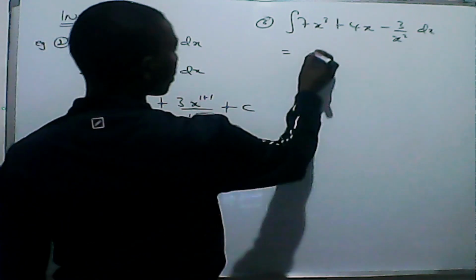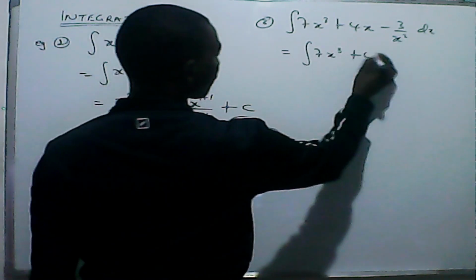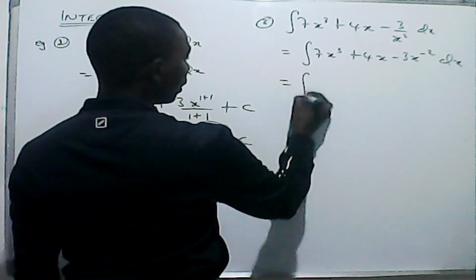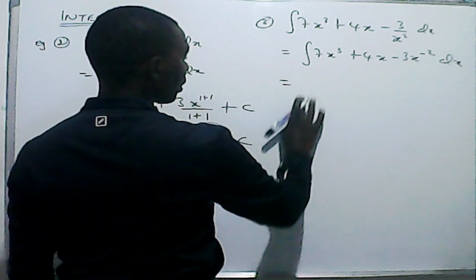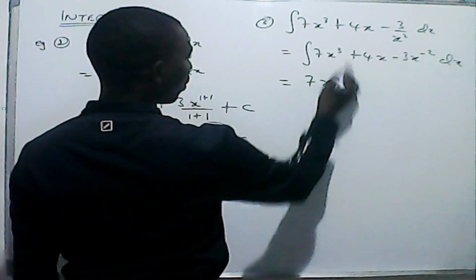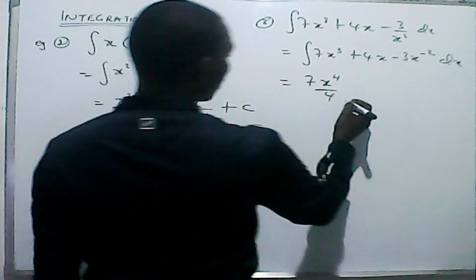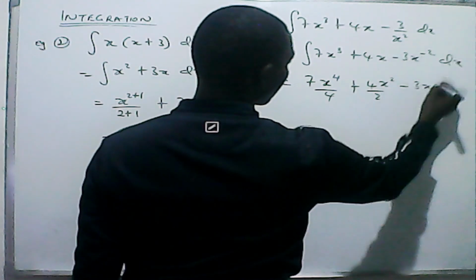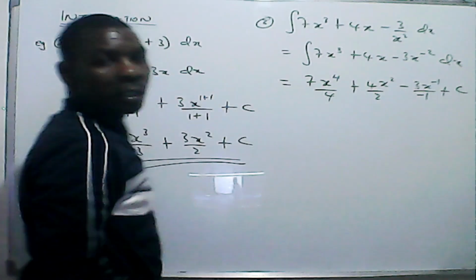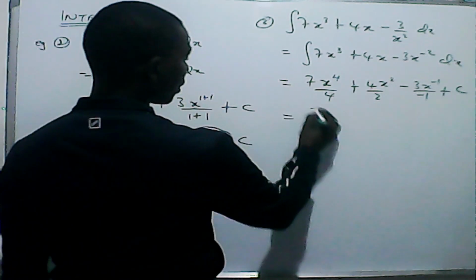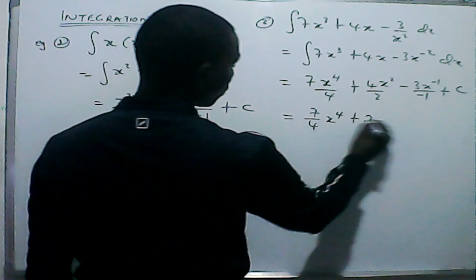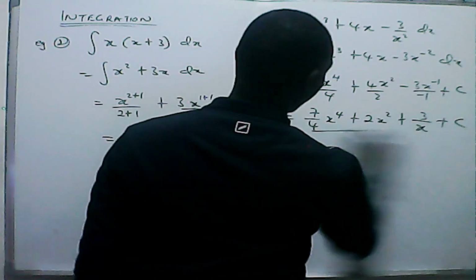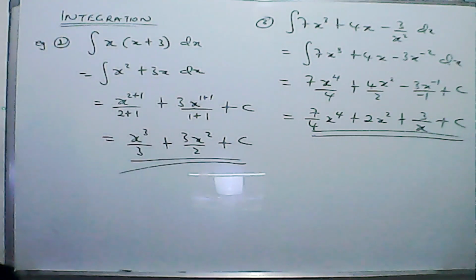This can be written as the integral of 7x cubed plus 4x minus 3x to the power minus 2 dx, which is equal to, so now we are integrating each term. That will be 7x to the power 3 plus 1, that's 4, over 4, plus 4x to the power 2 over 2, minus 3x to the power minus 2 plus 1, that's minus 1, over minus 1, plus a constant of integration, right? Then we have 7 over 4 x to the power 4 plus 2x squared plus, negative times negative, that would be 3 over x, plus a constant of integration. So this is how we integrate.